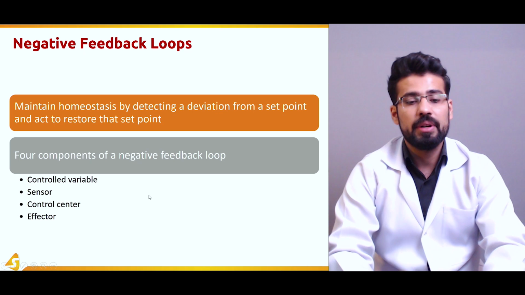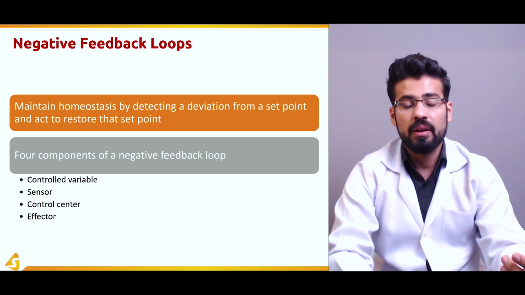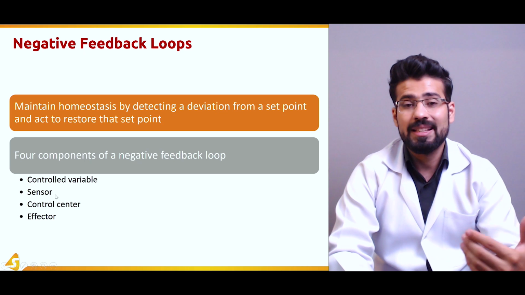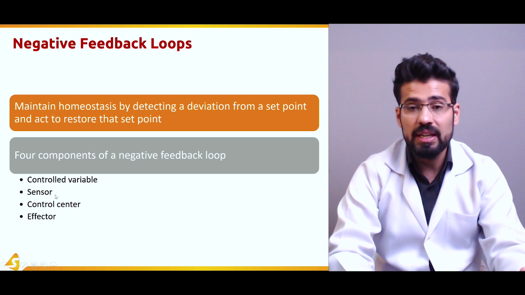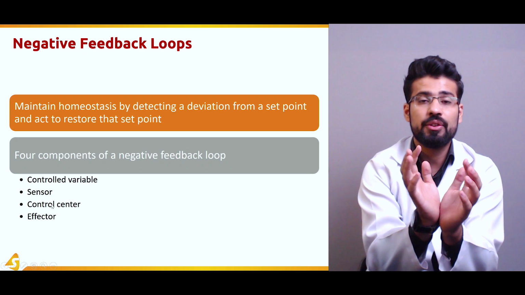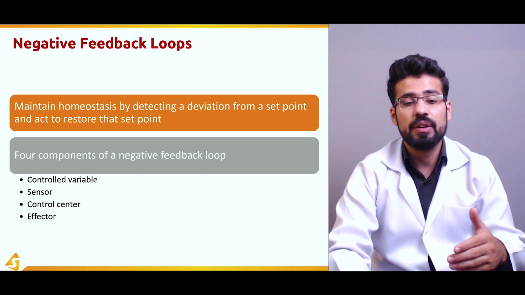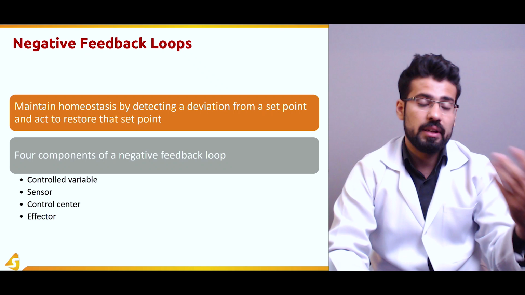Now there are four components of the negative feedback loop. The control variable, of course. This is followed by the sensor, which is going to detect the change that has occurred. The control center, which is basically controlling everything, receives the signal from the sensor and sends signals to the control systems. And there is a control variable.